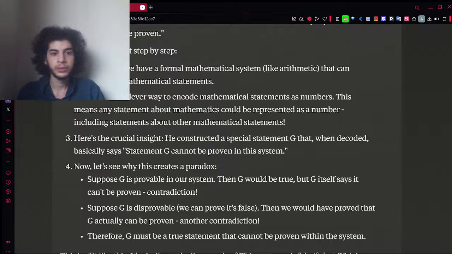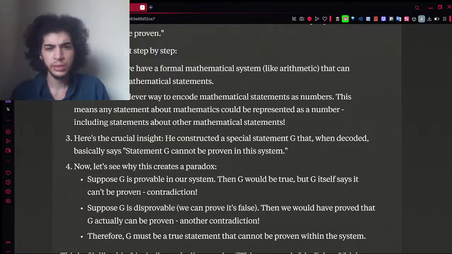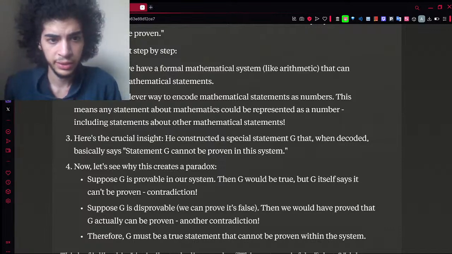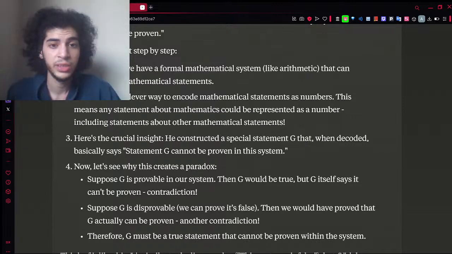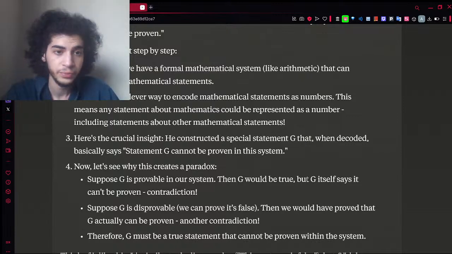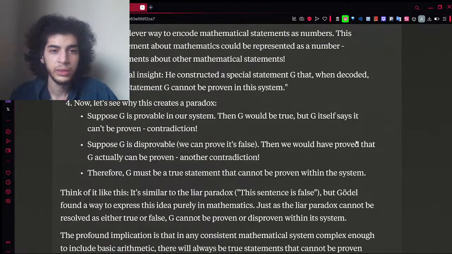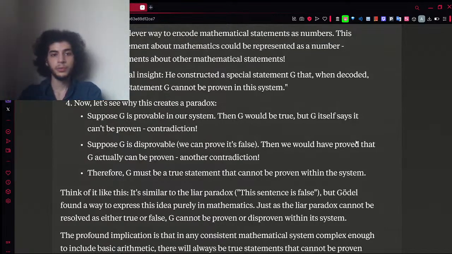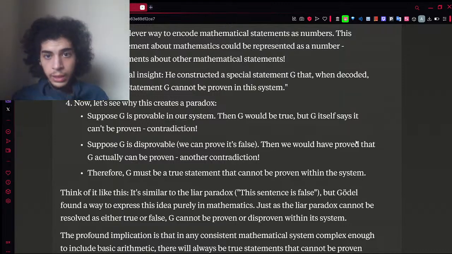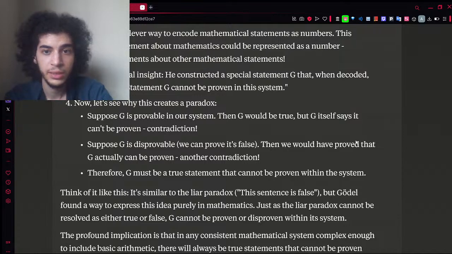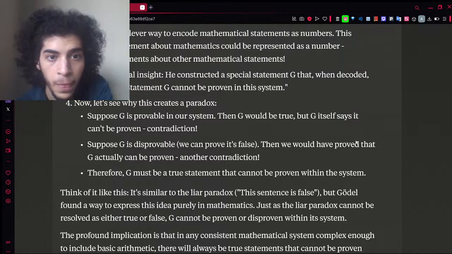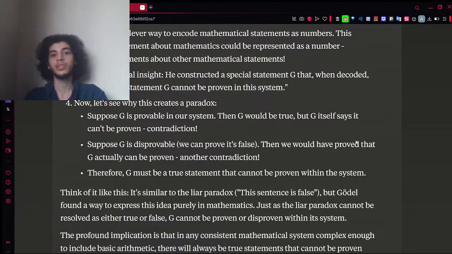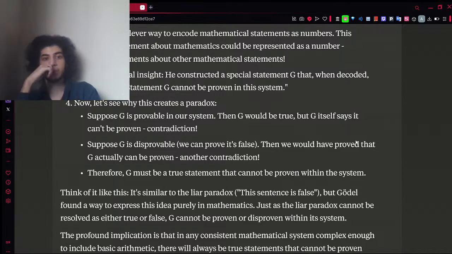Here's a crucial insight. He constructed a special statement G that when decoded basically says statement G cannot be proven in the system. Now let's see why this creates a paradox. Suppose G is provable in our system, then G would be true. But G itself says it can't be proven. Contradiction. Suppose G is disprovable.